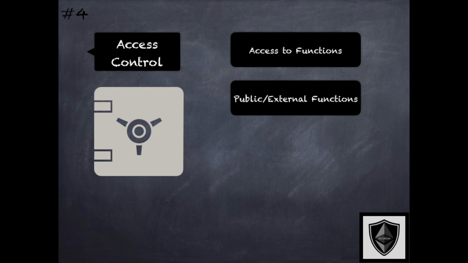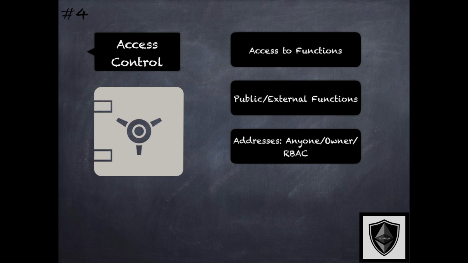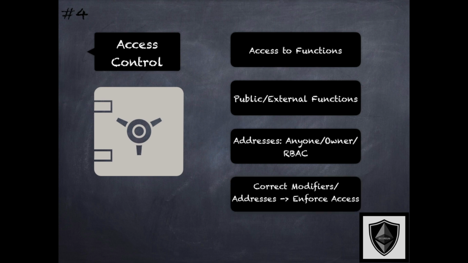So from an access control perspective, we need to make sure that the right set of addresses can call these functions. It might be okay for any address to access a function, or it might be required only for the owner to access it, or there could be an extensive role-based access control that is desirable as well.